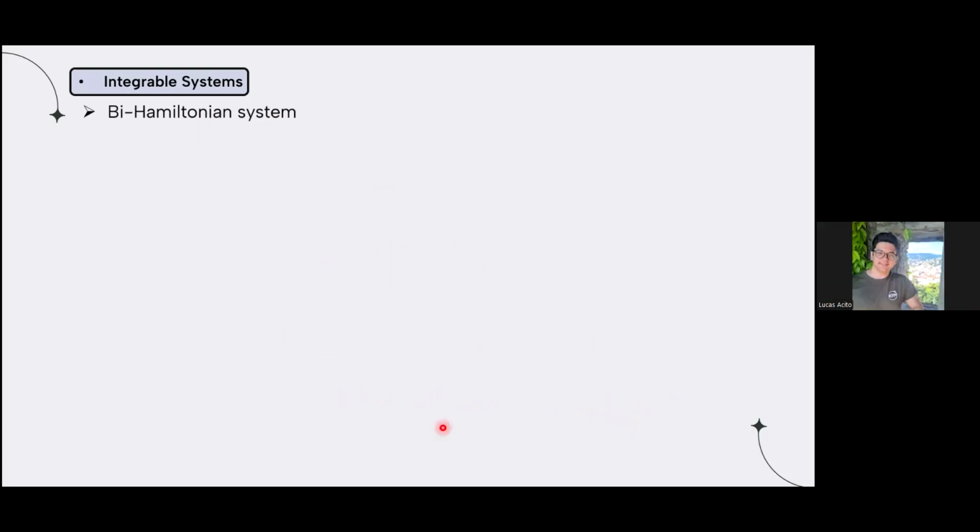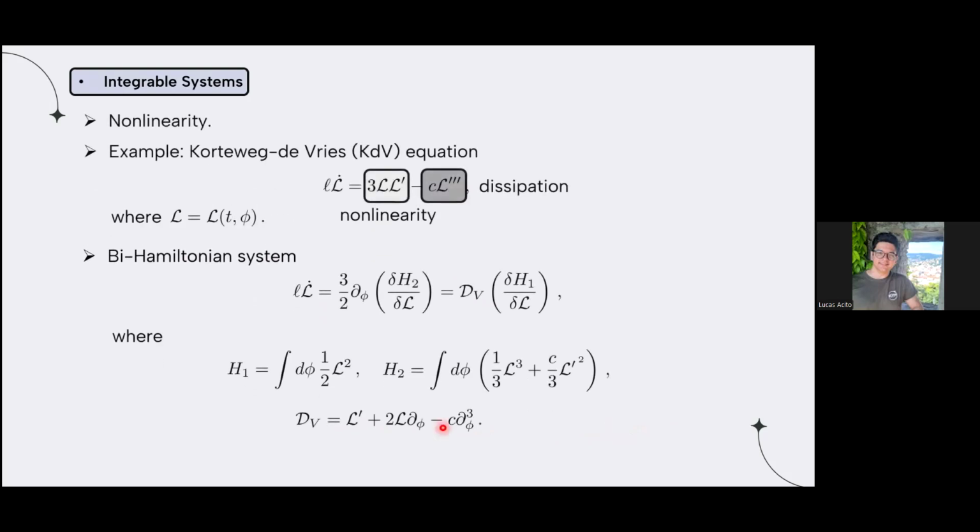Sorry, Christiansen, a silly question. Yeah, please. So the L dot is the derivative with time, and the L prime? Oh, sorry, I didn't explain that. I forgot it. So L dot is the temporal derivative, and L prime is the derivative with respect to phi. Okay, okay, thank you. Sorry.